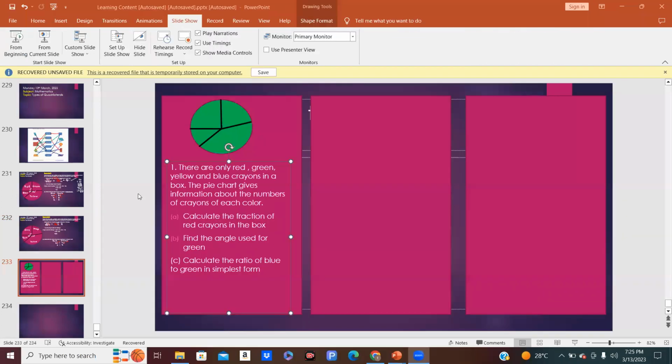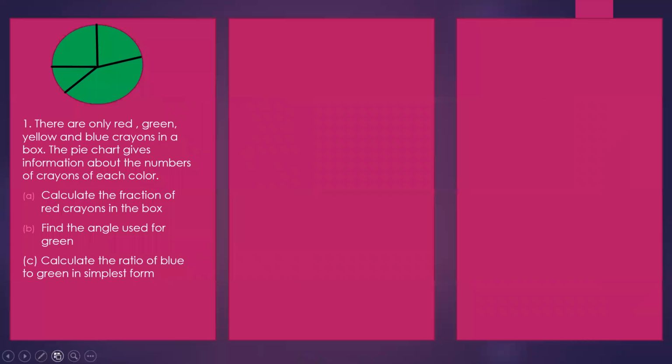All right, let's begin the exercises. We can begin exercise number 1. With this one, I want this one to be 90 still. Let's say this one is 20 degrees. This is red. This is yellow. This is green.